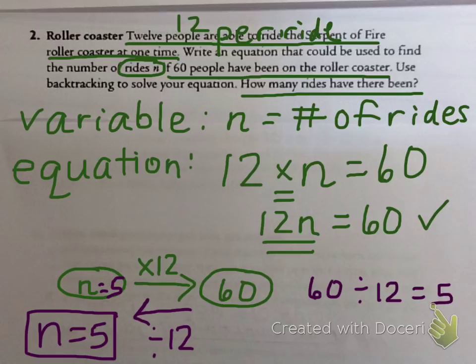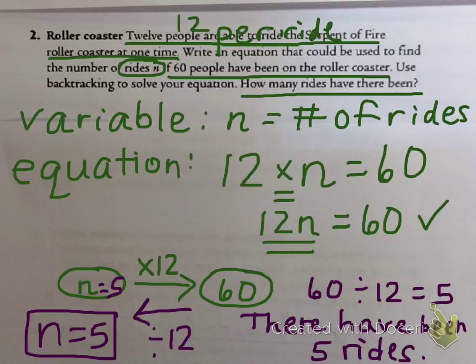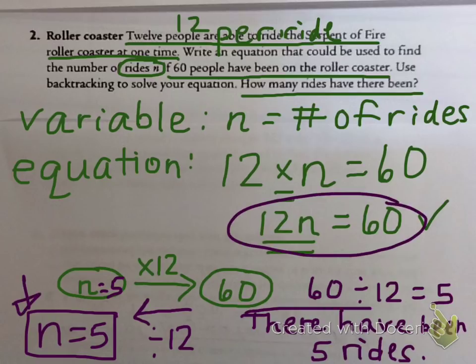How many rides have there been? There have been 5 rides. I have my equation, I have my solution, and I have my final answer answering the question. Okay, the next one we're going to start together and then you'll finish. Make sure you have all of this in your notes.